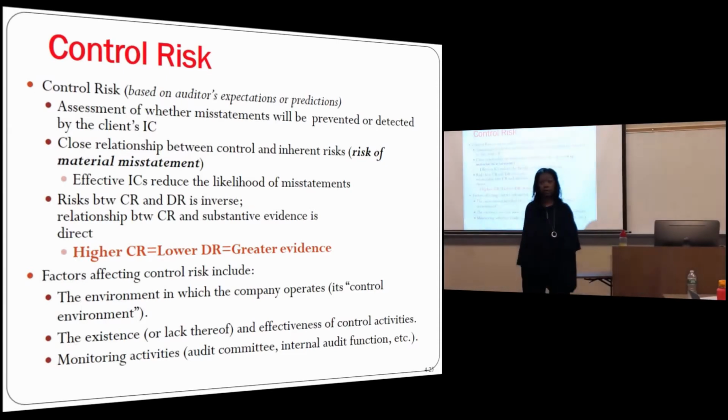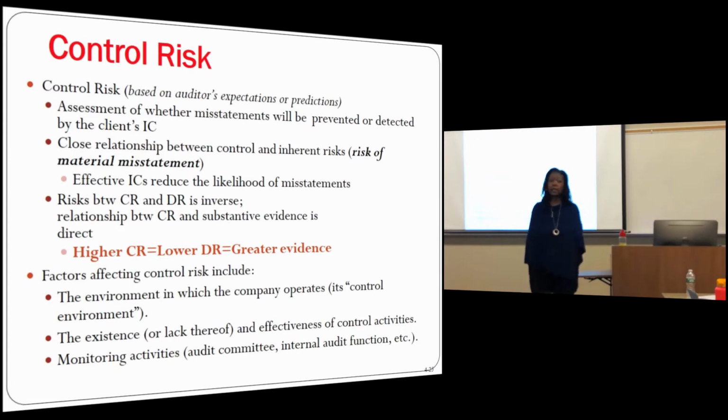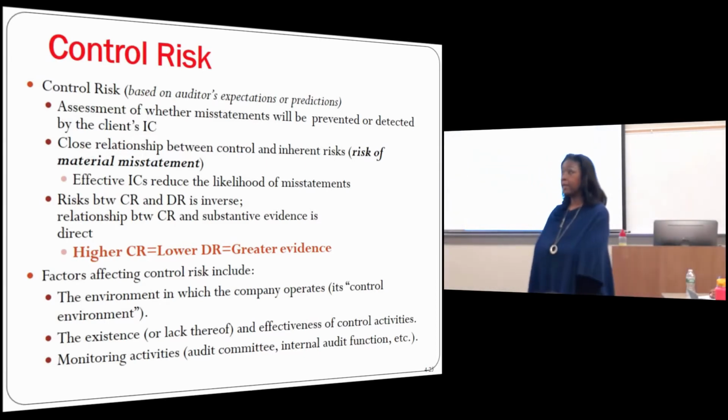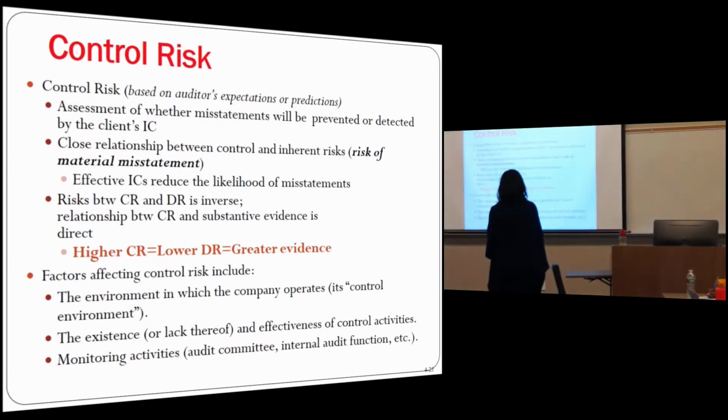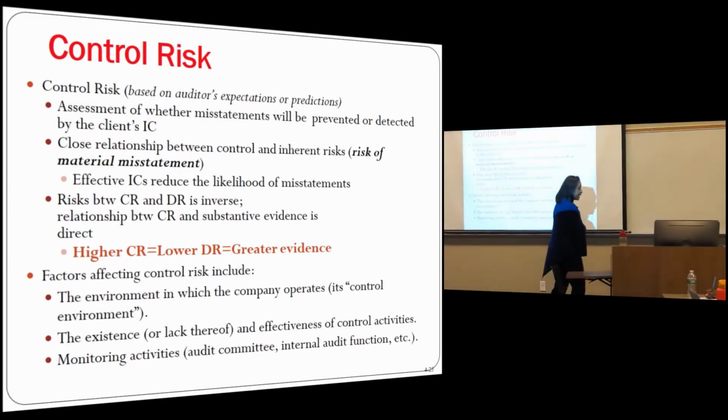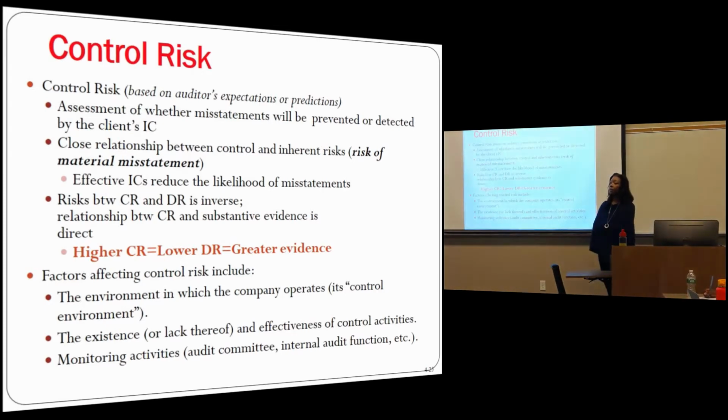There's no review and reconciliation. There's no oversight. There's no accountability. So that increases the chances that there could be an error or a misstatement. That would be considered an ineffective internal control. And so therefore, control risk would be perceived as being higher in that area. Because in that case, there are no controls to prevent or at least detect on a timely basis a material misstatement or an error from entering the accounting information system.